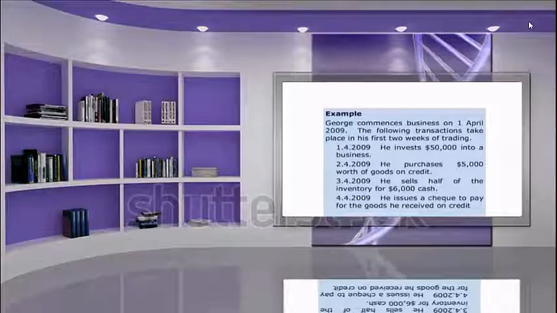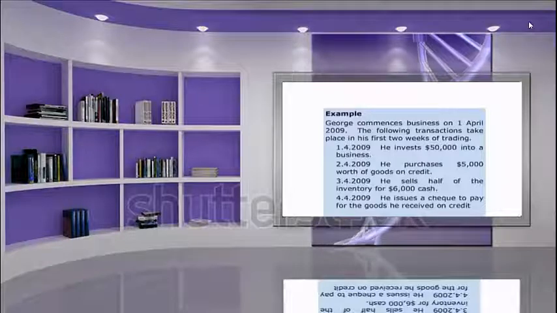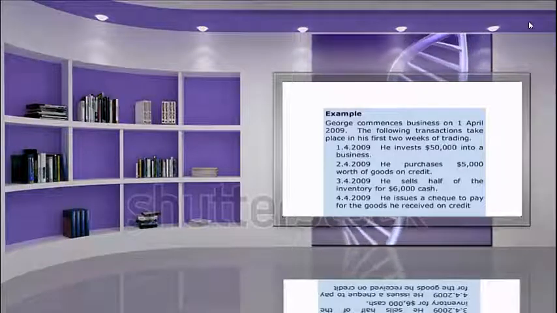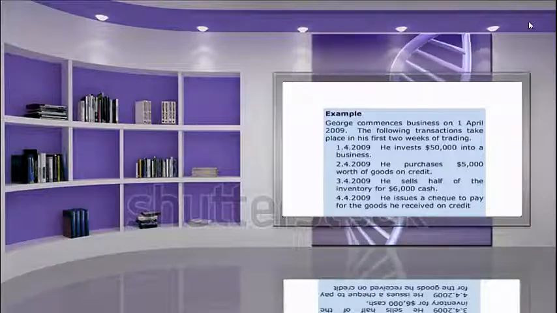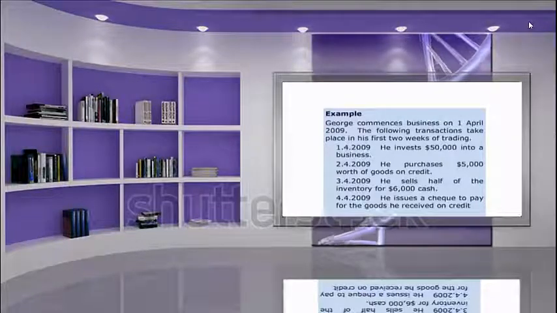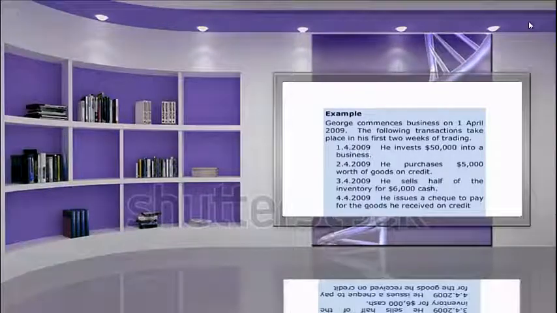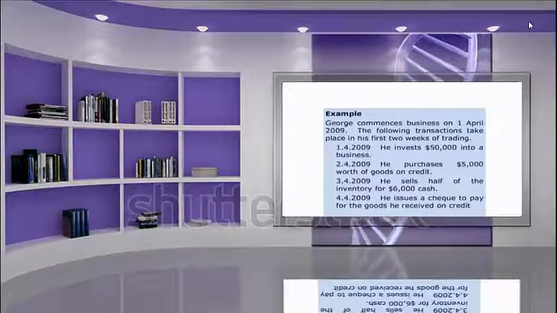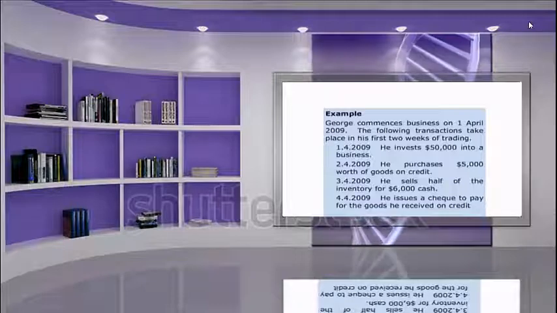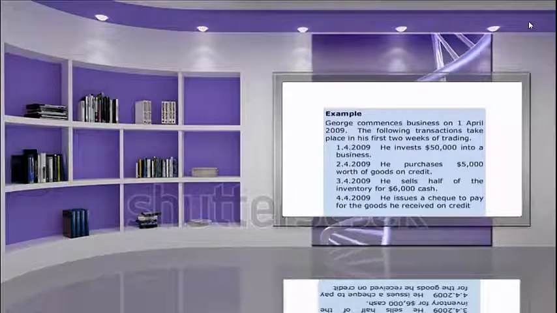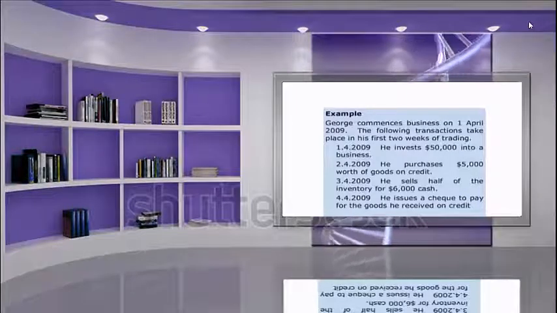Our next transaction. On the 2nd of April 2009, he purchases $5,000 worth of goods on credit. So George is purchasing goods from another supplier and he's promising to pay for those goods at a later date. That's what we mean by purchasing on credit. Okay? We've been given an amount of time before we actually need to settle the bill. Okay, so the $5,000 that we would owe to our supplier.